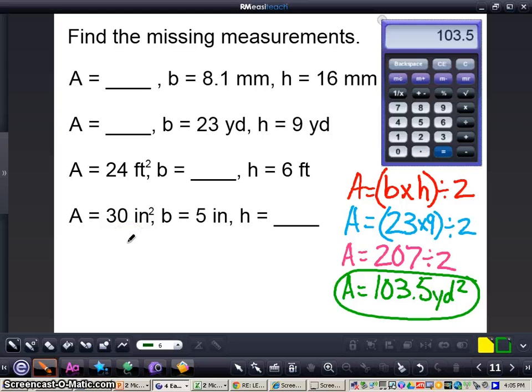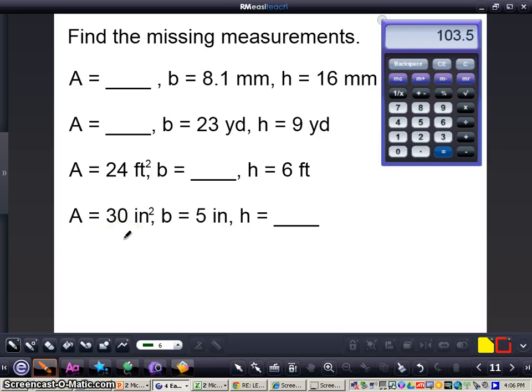Okay, so you can see for this answer the area is 103 and 5/10 yards squared. Once again, plug the numbers into the formula, and when you plug the numbers into the formula, you'll be sure to get the correct answer as long as your calculations are correct. So 103 and 5/10 yards squared for this problem.